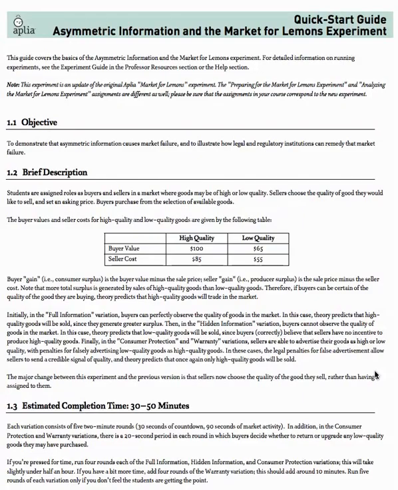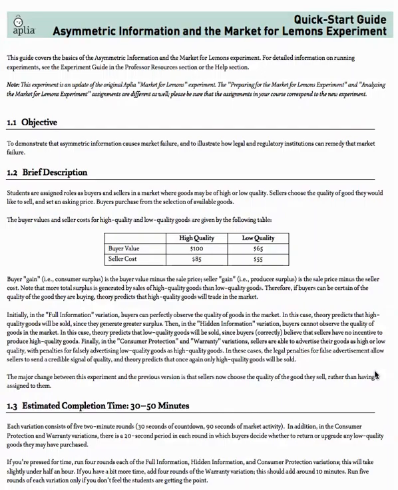This experiment is very different than the experiments that we have conducted before. The Market for Lemons experiment is basically an experiment designed to demonstrate that asymmetric information causes market failure and to illustrate how legal and regulatory institutions can remedy that market failure. What is asymmetric information? Well, it's simply the case when one party has more information than another party has. And the party who has that information can exploit it to their advantage.